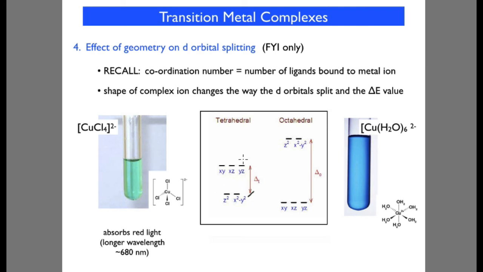And the difference between the two levels is a lot smaller, which will give a longer wavelength. Here, as we have already talked about, the splitting is as so, with the orbitals that go along the axes higher up, and there's a bigger energy difference between them. Bigger energy difference, shorter wavelength.